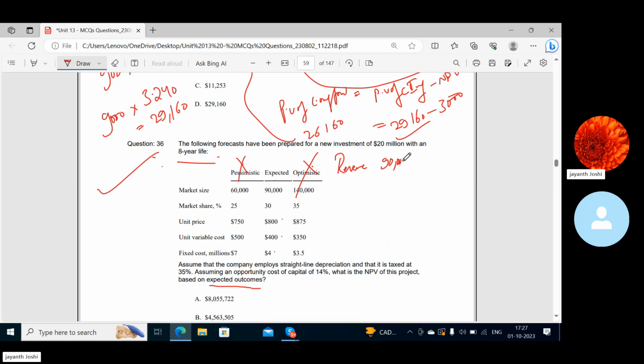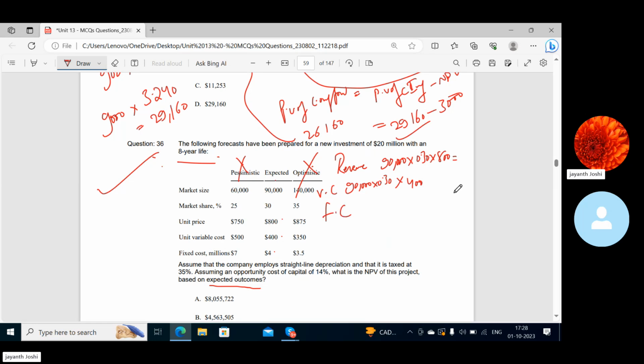90,000 units, correct? Market size is 90,000 into 30%, 0.30, into 800 is the price. So 90,000 into 30% into 800. What is the answer? Variable cost, also we will do 90,000 into 30% into the variable cost, 400. If you can tell me the cash flows, I'll write it here.